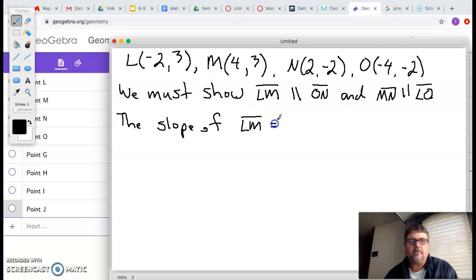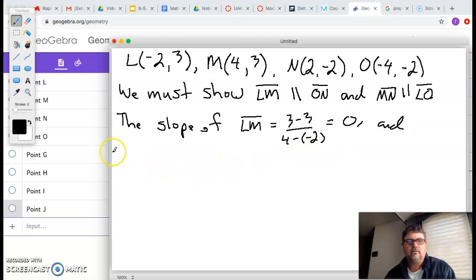Now we're just going to compute it really quick here. I think I'm going to get 3 minus 3, that's your y coordinates, and 4 minus negative 2, well, that's actually 0, right? And we'll find the slope of ON next.